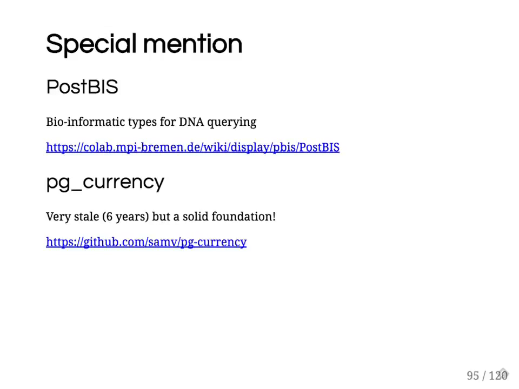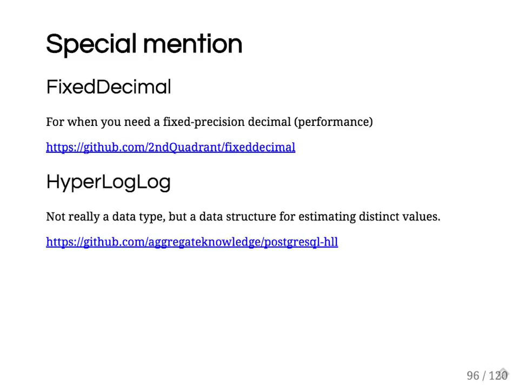For people who are really into these sort of things, there's PostBIS, if you're a bioinformatics person. There's a whole module, a bit like PostGIS, but focused around DNA querying. And there's a pretty good but very stale PG currency, which tries to solve a lot of the problems with the money type and has support for different currency flags and so on. It's not perfect, but worth taking a look at if that's your jam.